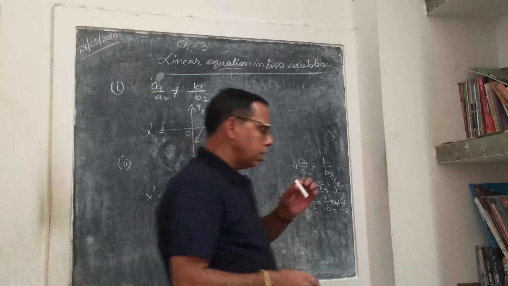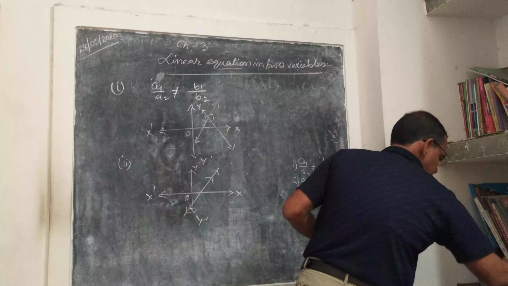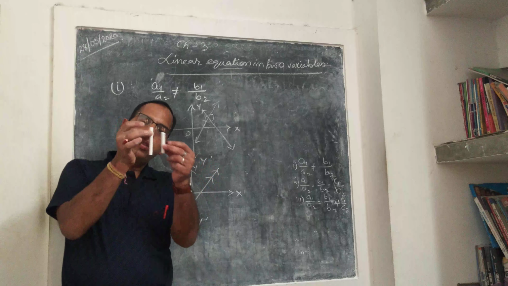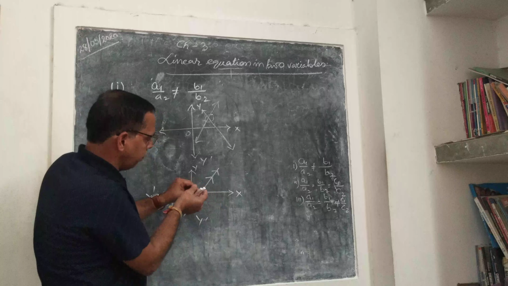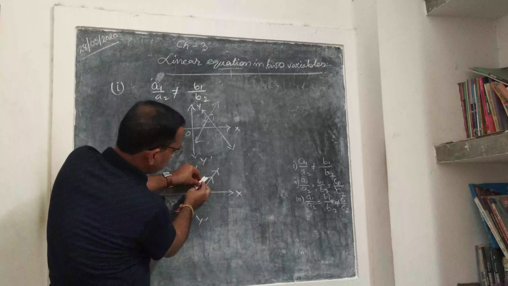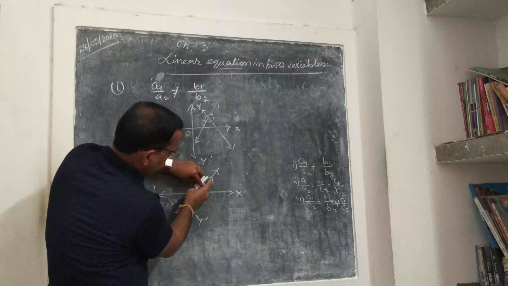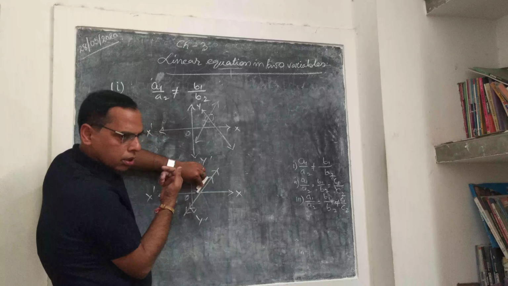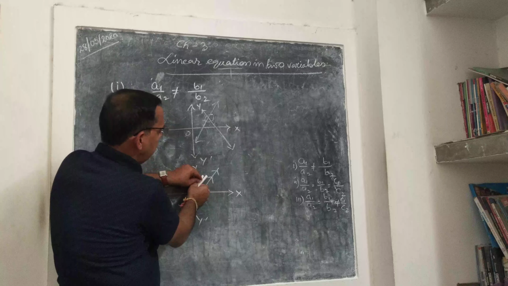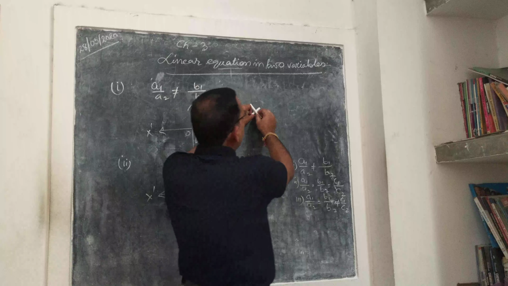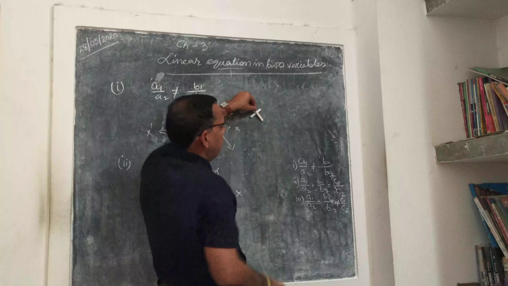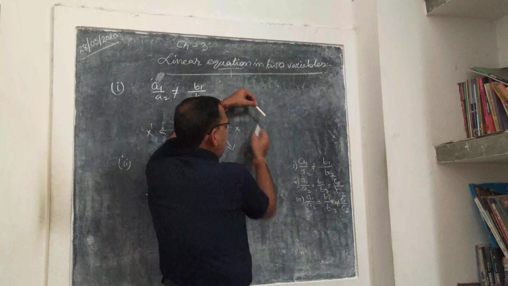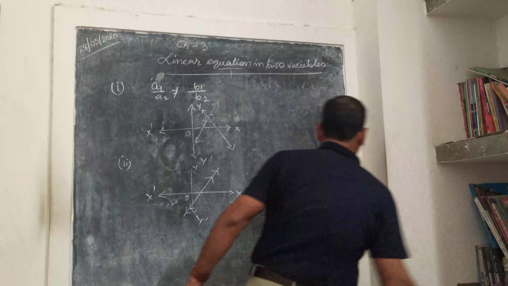How will it overlap? Suppose this is one chalk, this is one equation, this is another equation. It will be just like this. You see, if I keep this one on the board, then this is the first straight line, this is the second straight line. Do you understand? Similarly, if I keep it here, then this is the intersecting line.